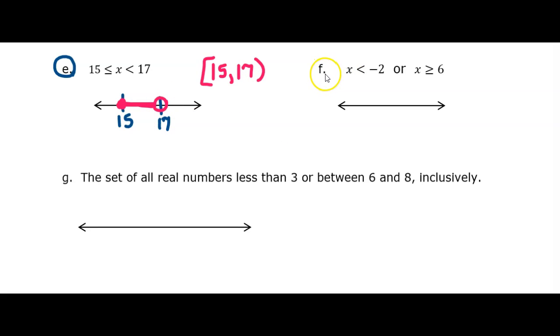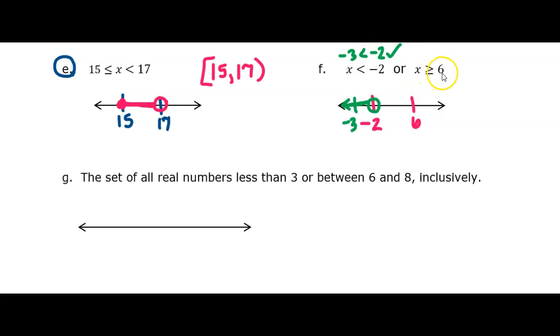So let's look at part F. X is less than -2, or x is greater than or equal to 6. So we'll put -2 and we'll put 6 somewhere over here. X is less than -2, so we are not going to include -2 since -2 is not less than -2. And this graph is going to go to the left. So for example, -3 would be in this interval because -3 is less than -2.